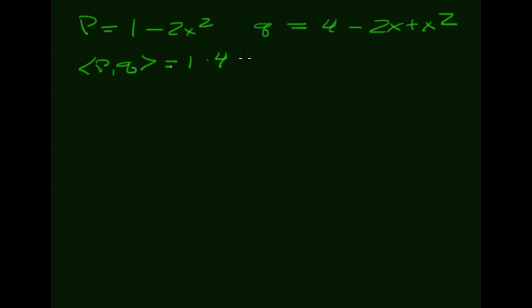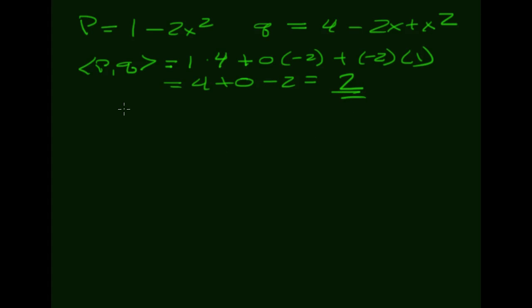Let p be 1 minus 2x squared. Let q be 4 minus 2x plus x squared, and these are going to be in P2. So their inner product is going to be 1 times 4 plus 0 times negative 2 plus negative 2 times 1, which is 4 plus 0 minus 2, which means their inner product is 2. So that worked.